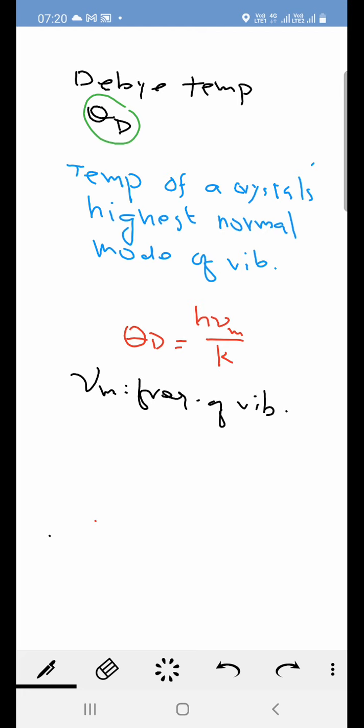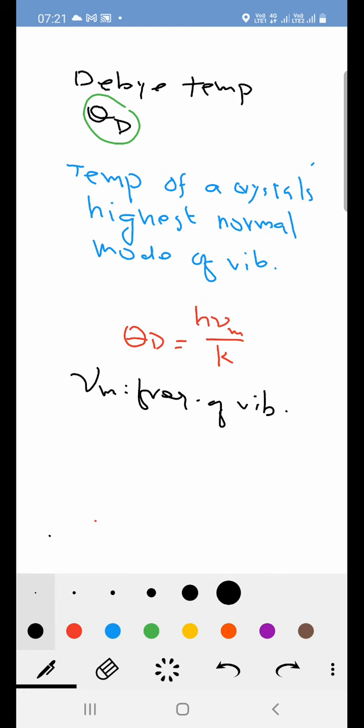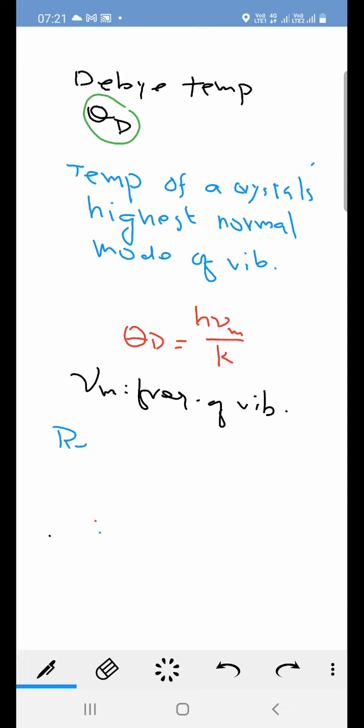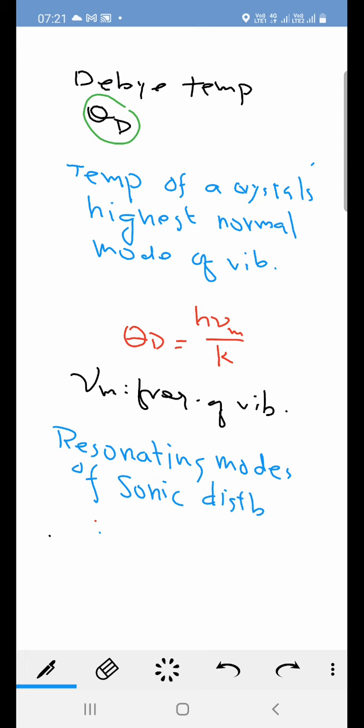Now, if you try to understand the phonon contribution to the specific heat of solids, or the resonating modes of sonic disturbances, that means the phononic contribution related to sound, or the relation between energy.